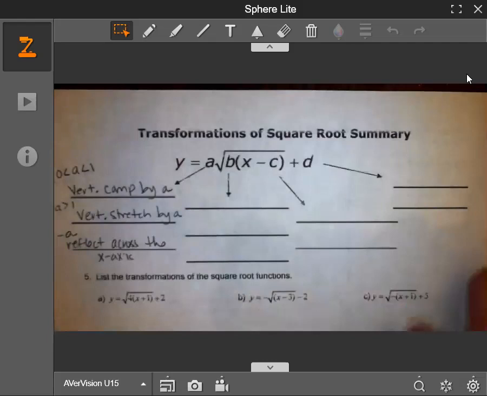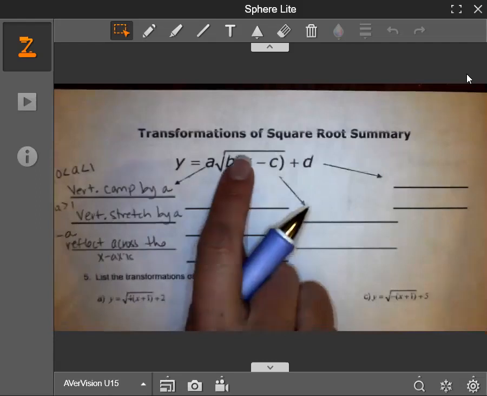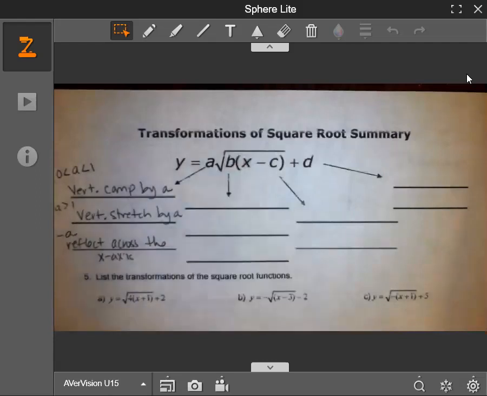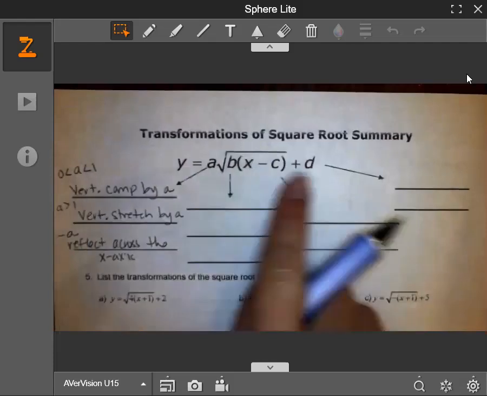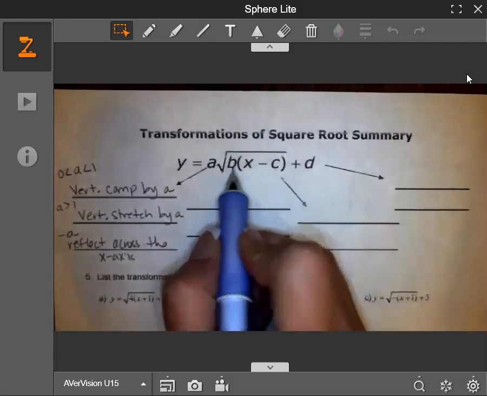All right, B is the harder one. That's the one that's inside of the operation. And notice it must be factored out before you start determining those transformations. It must be in this form and nothing should be in front of the X. It should be factored out before you make those decisions.